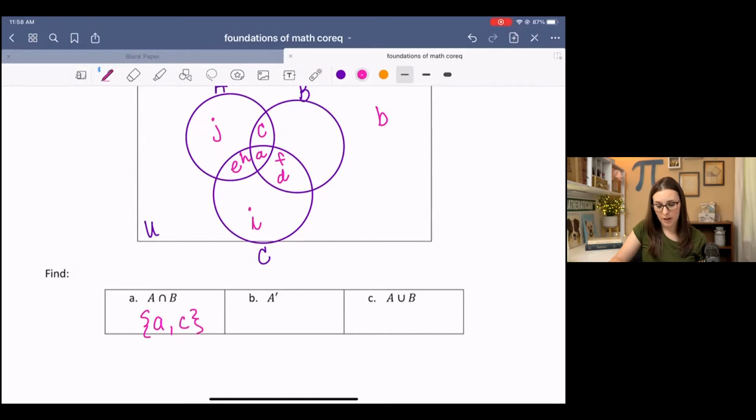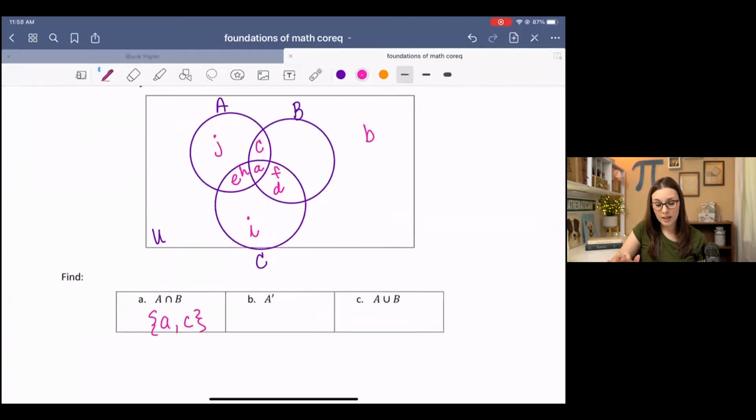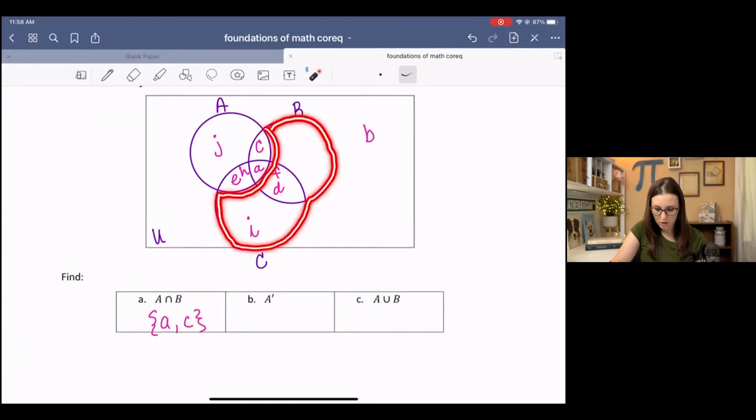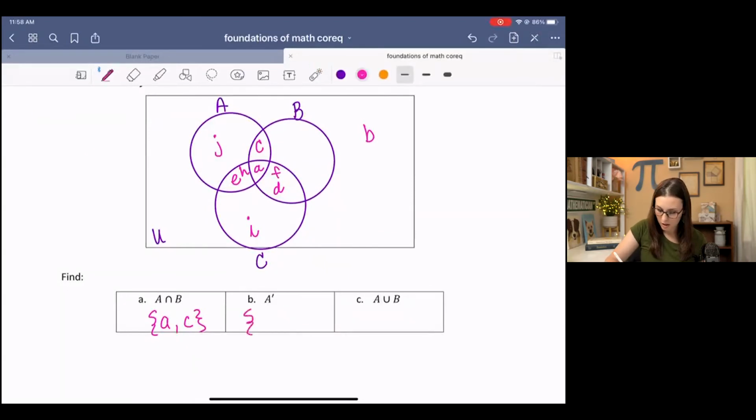The complement of A is everything not in A, which means all of this stuff out here, not in A. So remember that all of this is in A, so we don't consider any of those. So F, D, I, and B are not in A. B, D, F, I.